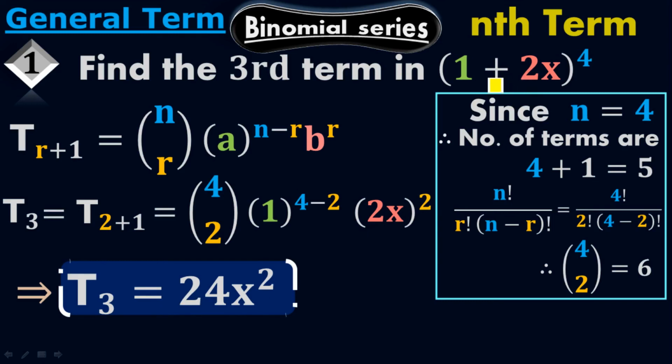So I can say that in (1 + 2x)^4, the value for the third term will be 24x squared. This is one way to find any number of terms, but there is one direct way to find any term for the binomial series.